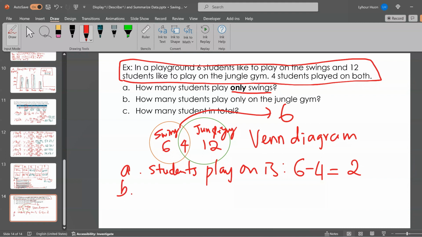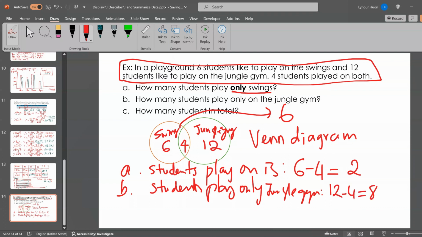For question B, students who play only jungle gym is 8. It is 12 minus 4, which is 8. And C, how many students in total? How do we do it? Add them all.